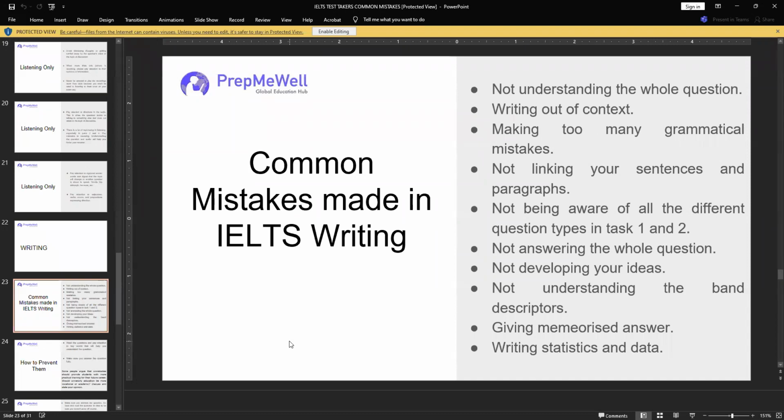Then I have not linking your sentences and paragraphs. Okay, so this is where linking words, or let me call them cohesive devices, words like however, in addition, but, this is where they are good. But as good as they are, don't overuse them and don't underuse them.